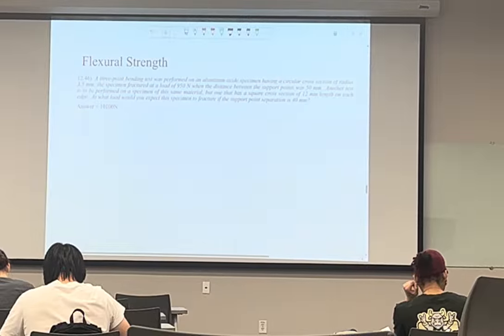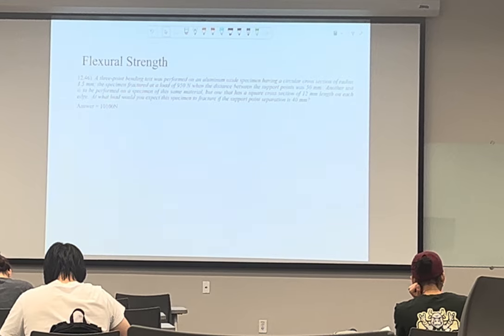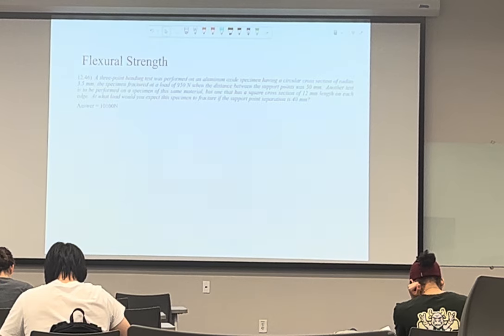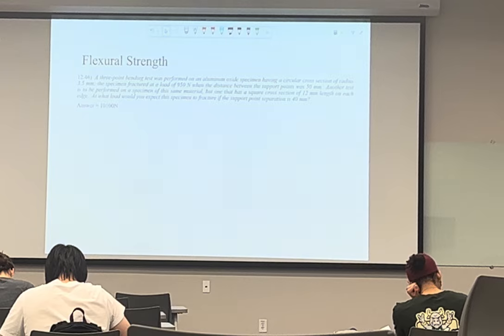Let's solve this question. A 3-point bending test was performed on an aluminum oxide specimen having a circular cross section of radius 3.5 mm. The specimen fractured at a load of 950 Newton, where the distance between the support points was 50 mm.